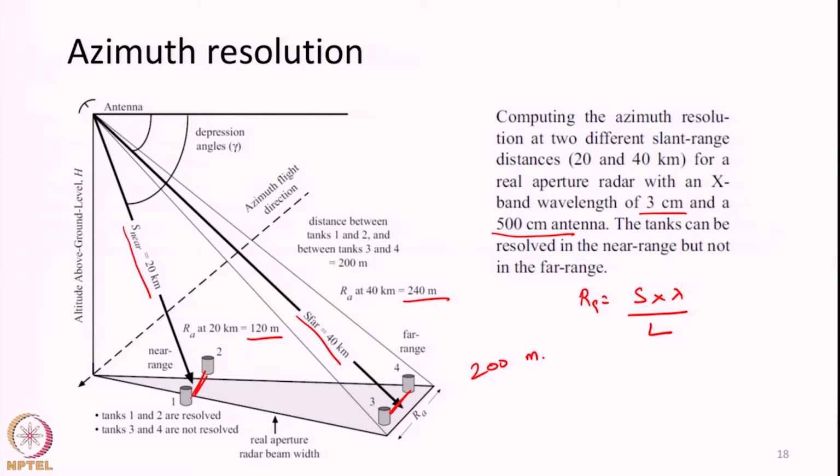So, this suggests that the towers which are separated by a horizontal distance of 200 meters will be resolved as two different things in the near range, because here the pixel size is just 120 meters. So, these two towers will be in 2 pixels. Here, 1 pixel size itself is 240 meters. So, both of these towers will be covered within 1 pixel and they may not be resolved properly. So, this suggests that as the slant range distance increases, azimuth resolution will become coarser and coarser.